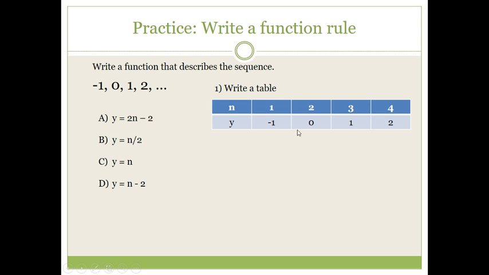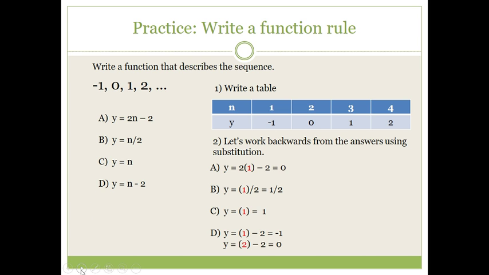So remember, now we're trying to figure out what we can do to n to get to the y. Since we have our answers listed here, A, B, C, D, it's one of these numbers, let's work backwards this time from the answers using substitution. So what do I mean by that? I mean, let's take A here, and if the answer is A, then when I plug in each of these n values, I should get the output, I should get the y value that's listed in this table.